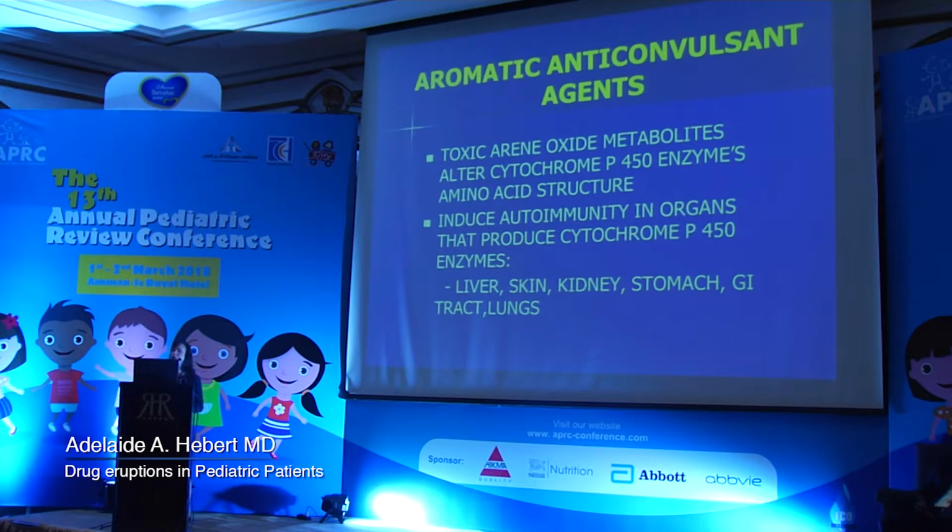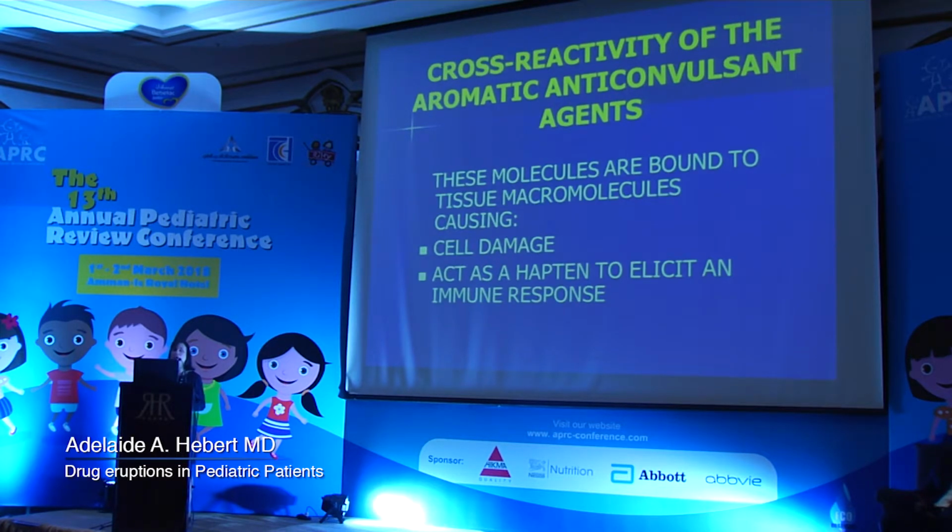We also know that toxic arene oxide metabolites alter the amino acid structure of cytochrome P450 enzymes, and this contributes to some of the toxicity. And thus we get an autoimmune problem in organs that produce cytochrome P450. This includes, as I mentioned, the liver, the skin, the kidneys, the stomach, the GI tract, and the lungs. So virtually everyone who's present in this room can face this challenge if they treat a patient with certain aromatic anticonvulsant agents. Now we know that cell damage occurs, and we recognize that these metabolites form a hapten, which elicits this immune response.